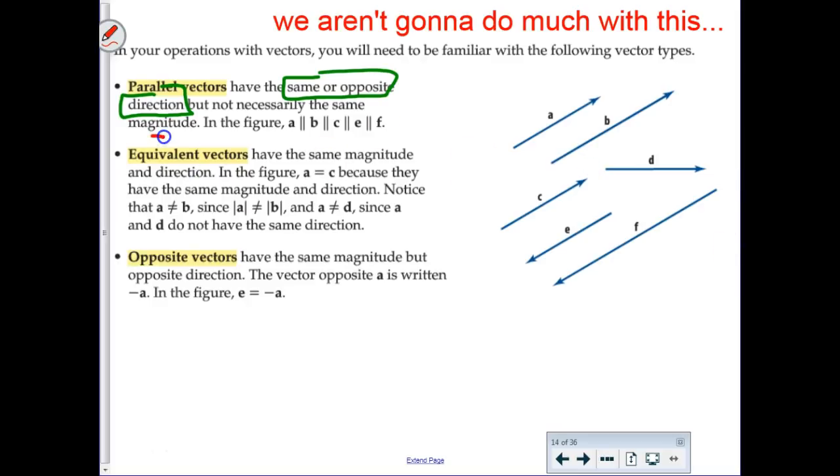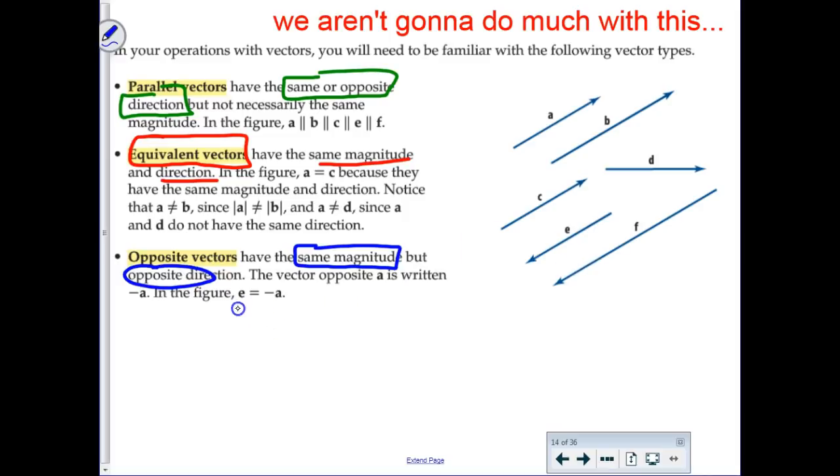But equivalent vectors, this is different. Equivalent vectors have the same magnitude and direction. So they should look like twinsies. Everything should be the same. So they're claiming A and C are the only equivalent vectors. Sometimes kids want to tell me that C and E are equivalent vectors, but why are C and E not equivalent? One's going the opposite direction of the other. They don't have the same direction. Opposite vectors would be where they have the same magnitude, but this time they're going in opposite directions. So it's kind of the opposite of equivalent vectors. So in this case, C and E, right? Same magnitude, opposite directions.